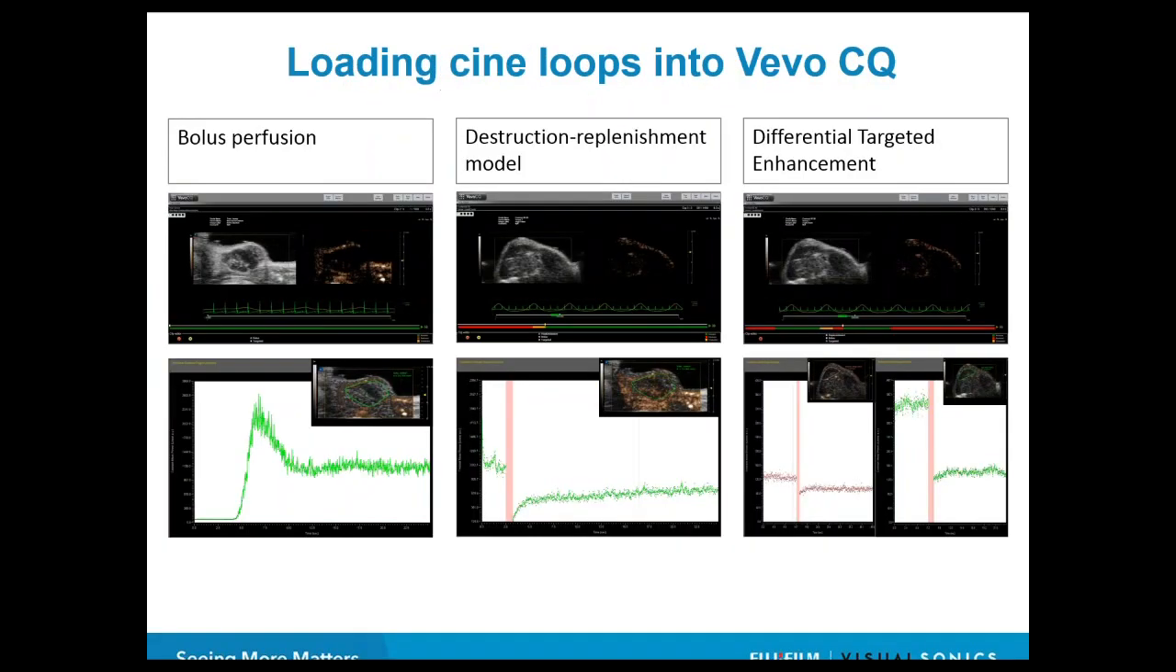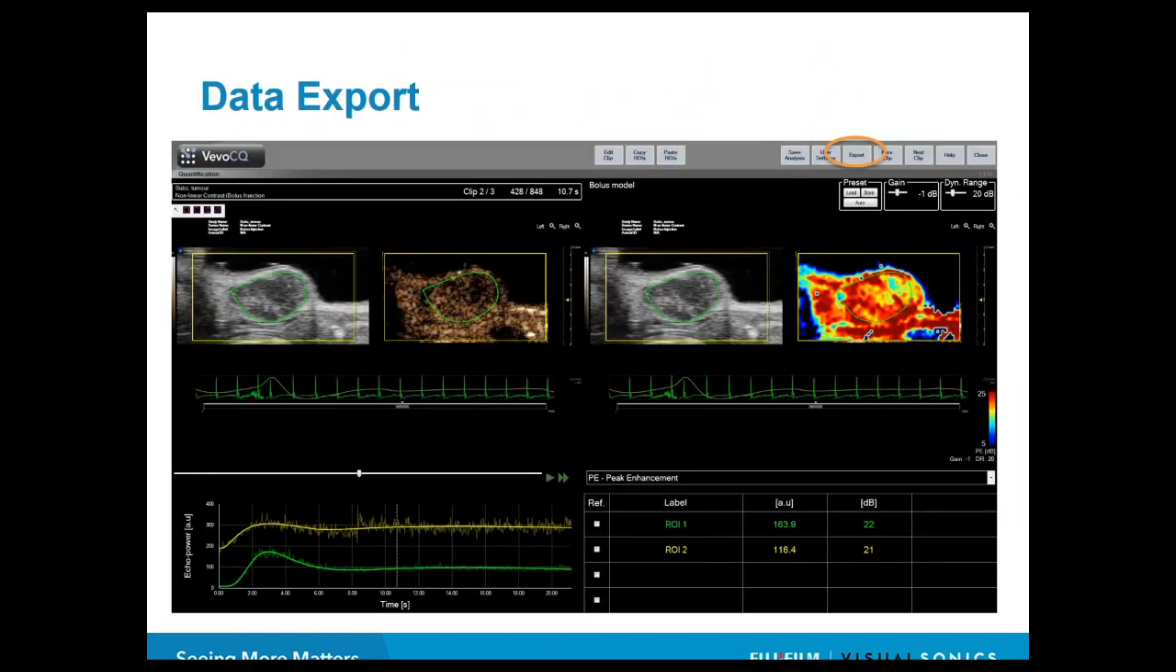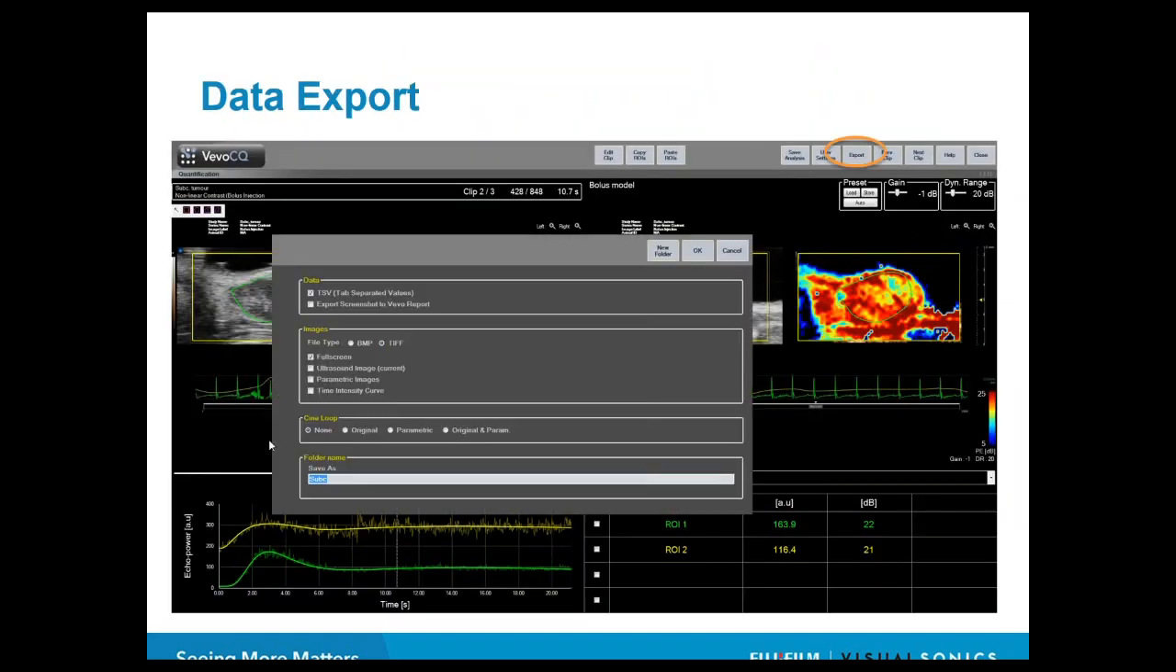So this is the data export as I just showed you. You can select it here, and you have several options. You can export the parametric images. You can export the movies that I showed you for the linearized and the fitted signal, and you can export all the data as you wish here.